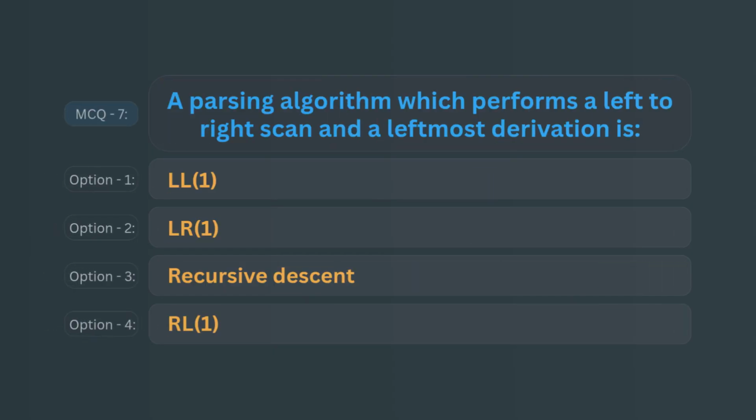Read the acronym like a cheat code. The first letter is the scan direction. The second letter is the derivation direction. Match the 2L to the options.